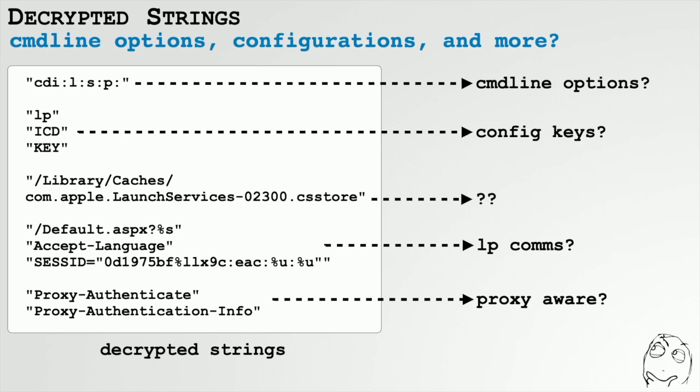So what do we have once we decrypt the strings? Well, some very interesting things. Recalling again that generally encrypted strings are the sensitive strings that the malware authors want to hide from analysts such as ourselves. First, we have something that looks like command line arguments passed to perhaps getopt. We then have some key value pairs that might indicate the use of a config file. We have a path to a cstore file, which we're not sure what that is. Looks like we have something related to command and control or LP comms. And then some strings that indicate the malware might be proxy aware.